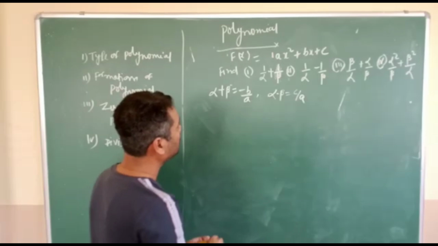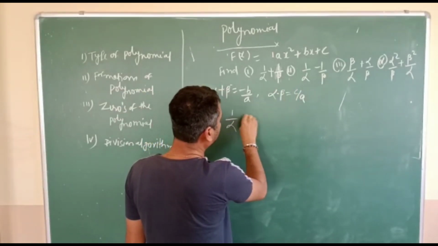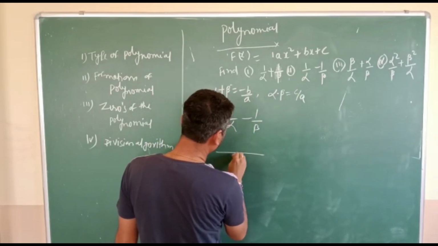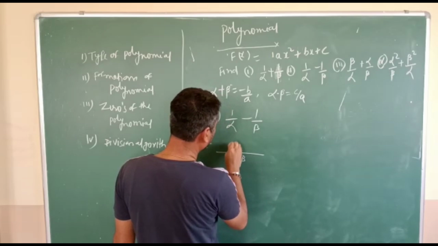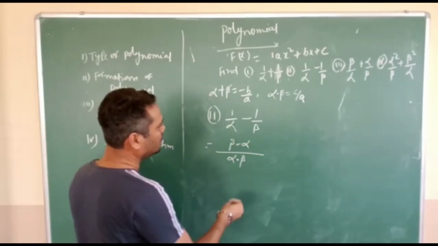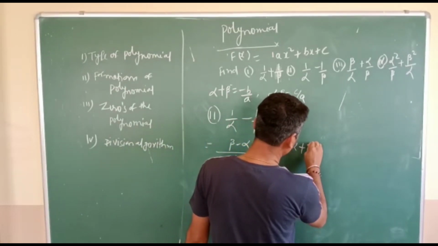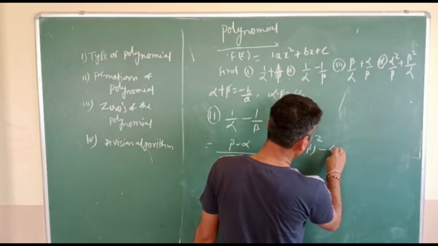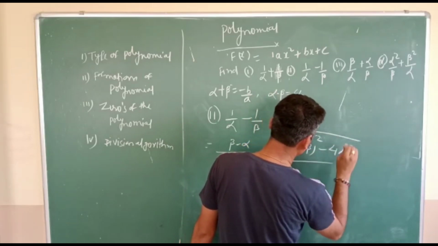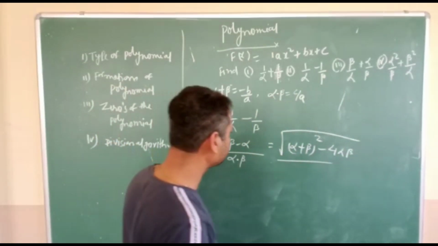Now I'll come to the second part. My second part is 1 by alpha minus 1 by beta. If I take LCM, I have alpha into beta and I have beta minus alpha. What is the formula of beta minus alpha? My formula for beta minus alpha is the square root of (alpha plus beta) whole square minus 4 alpha beta. That's all. That is my beta minus alpha.